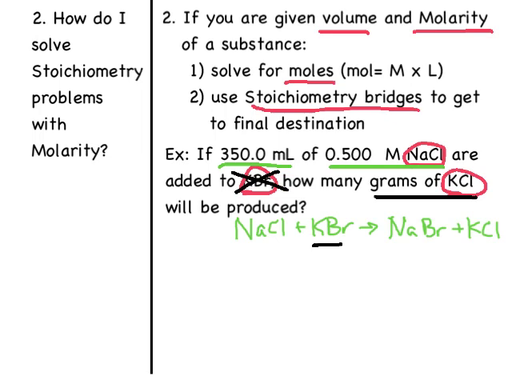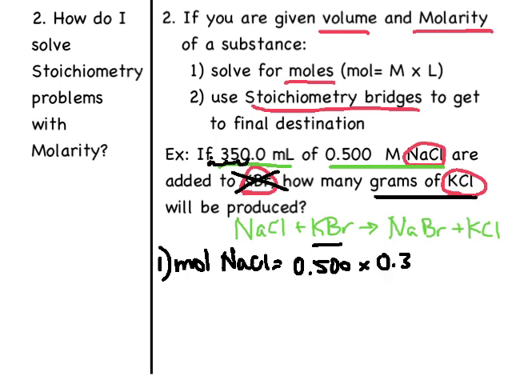Now let's start solving it. So the first thing to do, if we have volume and molarity, is to find the number of moles. So we're going to find the moles of NaCl by multiplying the molarity, which is 0.500, times the liters. Remember, to convert from milliliters to liters, go 3 spots to the left. So we're going to have 0.350 liters, and that's going to give us 0.175 moles of NaCl.